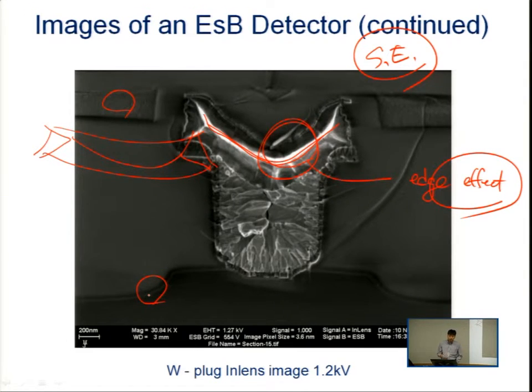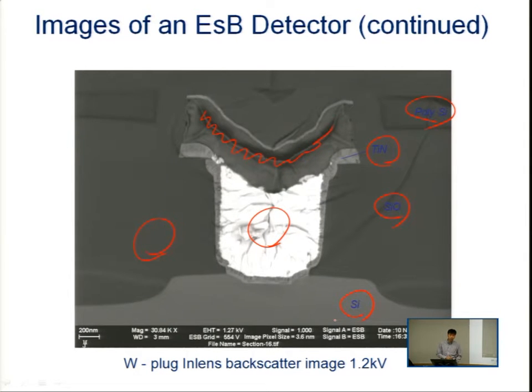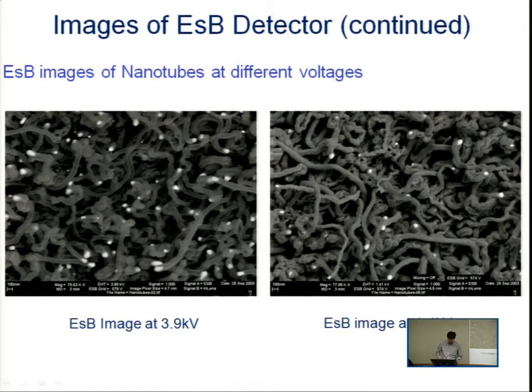But if we filter out those secondary electrons, or if we use just a pure backscattered electron detector, this image turns into something like this. The edge effect is minimized, and then we can see all the different contrast, and all these different contrasts represent different materials. So this is another image when we use this detector.